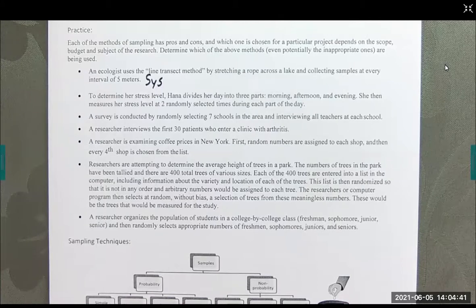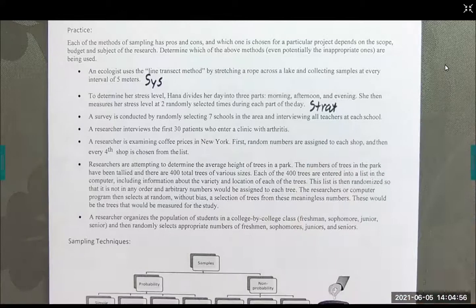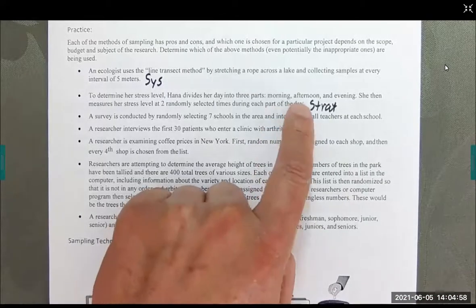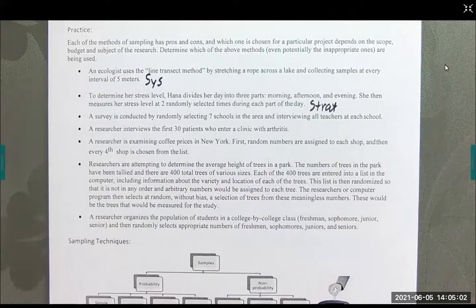Next up, to determine her stress level, Hannah divides her day into 3 parts: morning, afternoon, and evening. She then measures her stress level at 2 randomly selected times during each part of the day. This is definitely stratified, meaning it's broken into 3 meaningful parts, so different times of the day, and it's only 2 times during each of those pieces there.